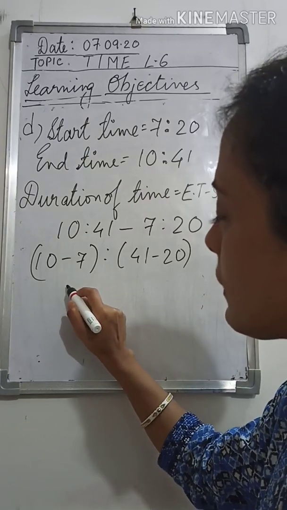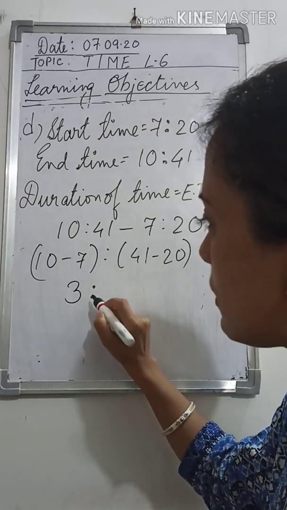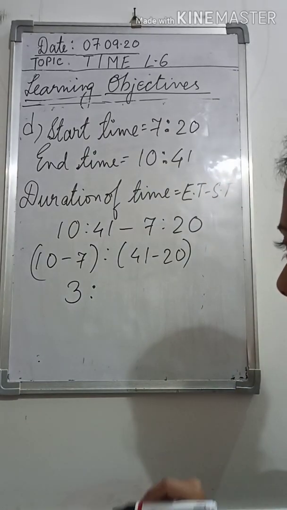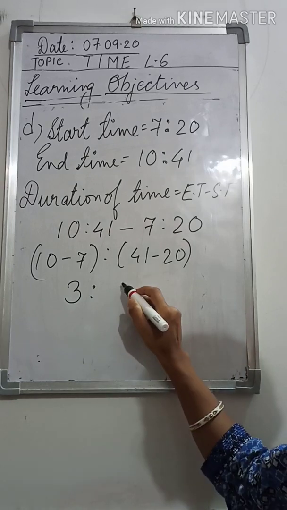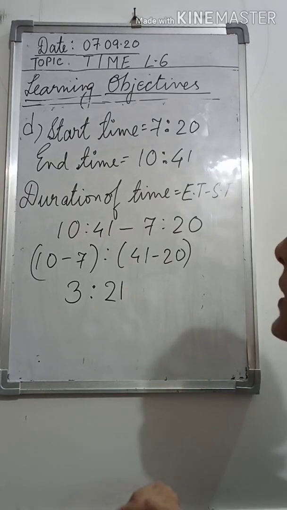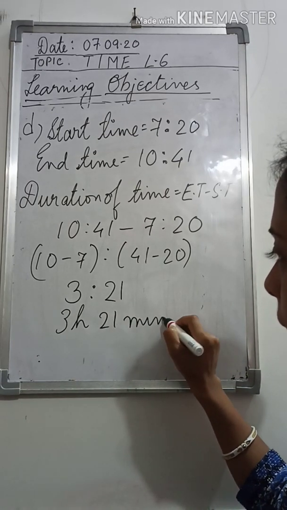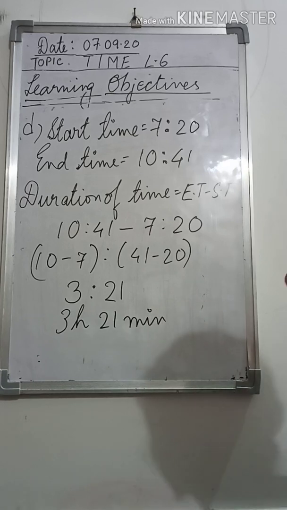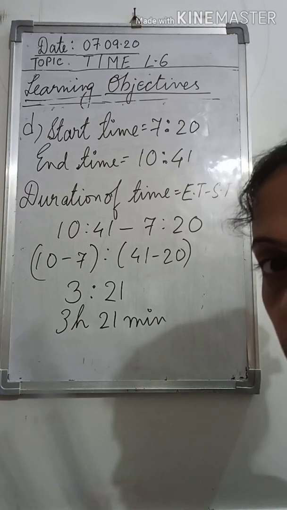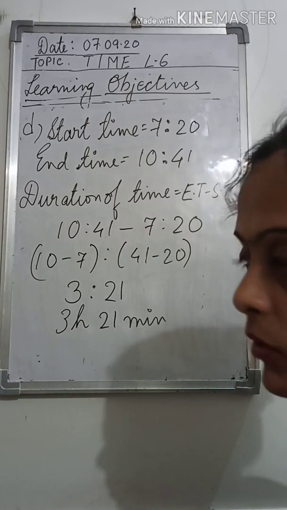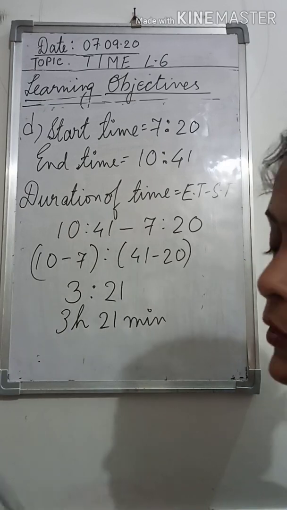The answer will be 10 minus 7 will be 3 hours. And how many minutes? It will be 21 minutes. Okay, so that means 3 hours 21 minutes is the time duration. Okay children? So you can copy it also if you are having any doubts, or those who have not done it, please do it very fast.